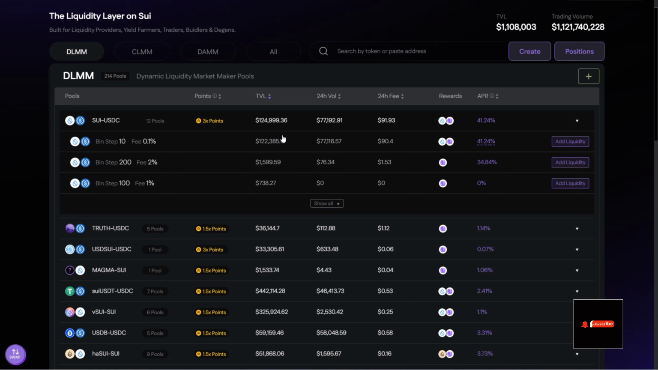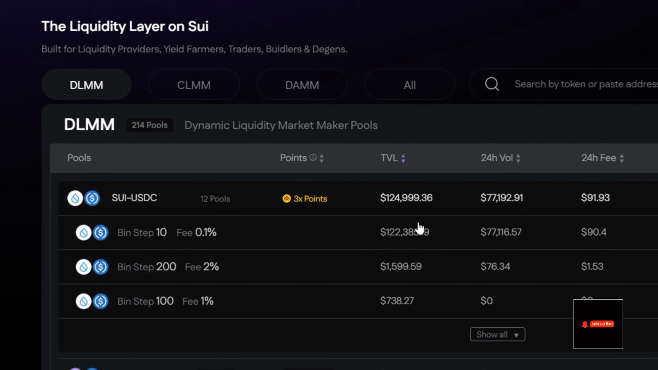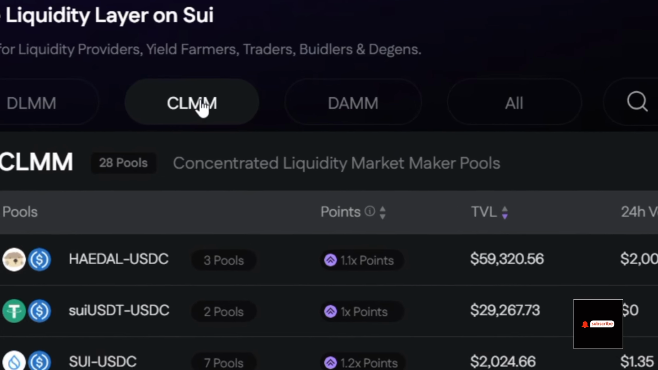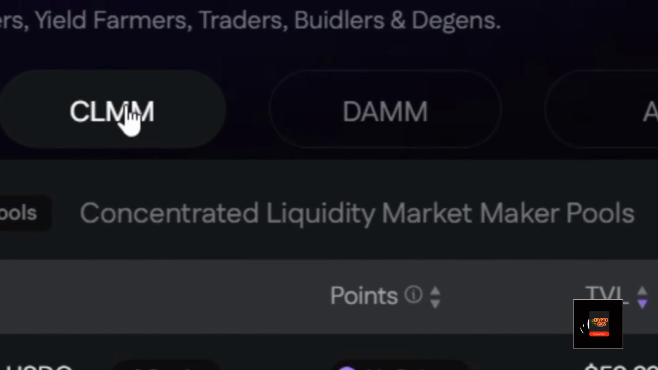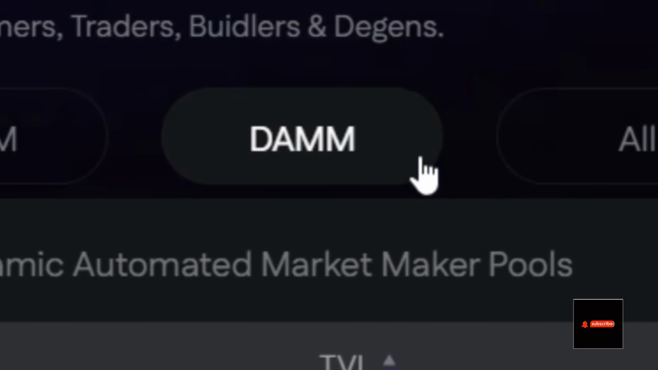The liquidity landscape on Sui is maturing so rapidly, and Ferra Protocol is positioning itself as the underlying layer that optimizes these capital flows by integrating three distinct liquidity engines, or liquidity pools. The protocol transforms idle assets into high-performance fee generation systems. So let's look at these three engines. We have DLMM, or Dynamic Liquidity Market Maker. Then we have the second one, the Concentrated Liquidity Market Maker, which is CLMM, and we have DAMM, which is Dynamic Automated Market Maker Pool.